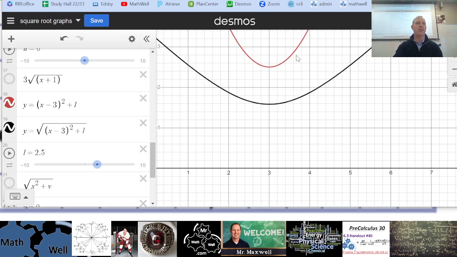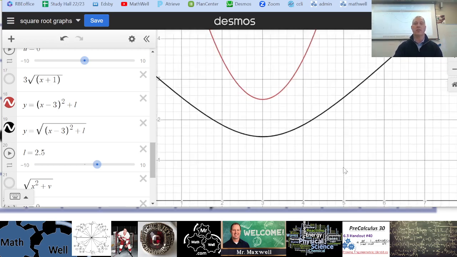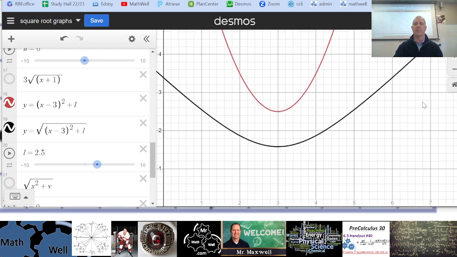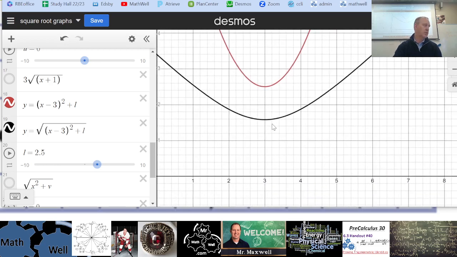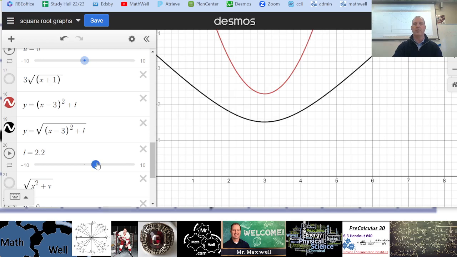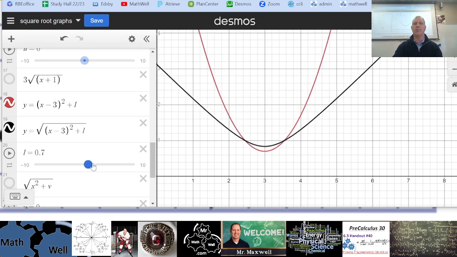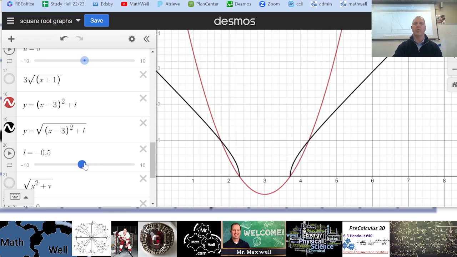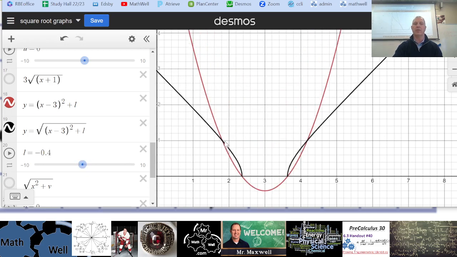If your original graph does not go through y equals 1 or y equals 0, there are no invariant points, just like in this case. So those will never touch. There's no invariant points. Now, if the red graph goes through y equals 1, right there and there, invariant points. If the red graph dips below y equals 0, there's an invariant point there. There, there, and there.